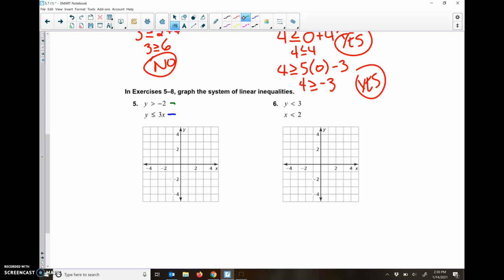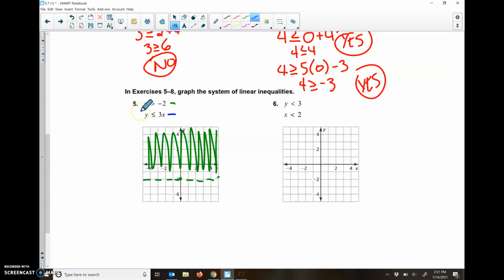Okay, so y is greater than -2. There's no y-intercept here, so I start at 0. Actually, since it's y is greater than -2, I just need a straight horizontal line at -2. So a horizontal line at -2. Okay, and it says y is greater than -2. So this is when I'm going to shade, and I'm going to do it a lot lighter now because I still have another line to graph.